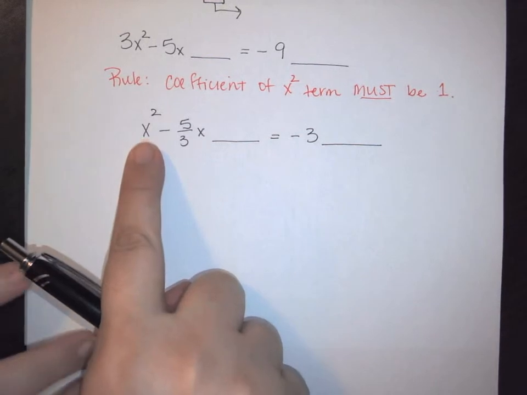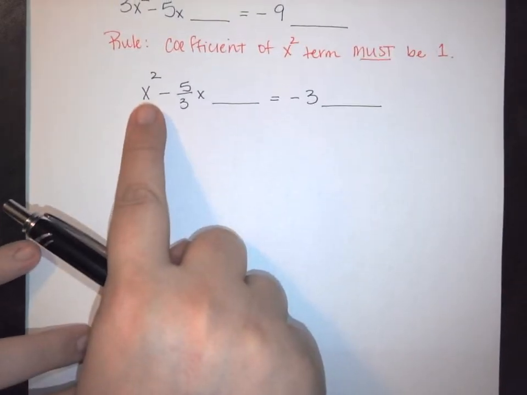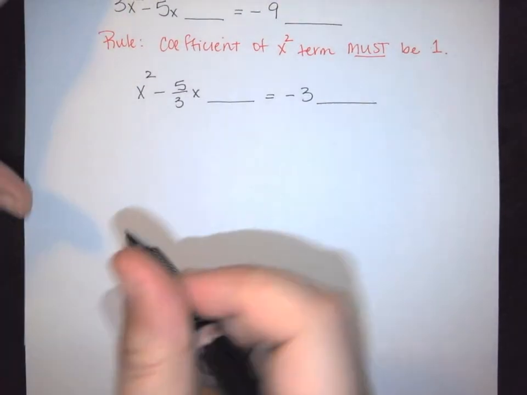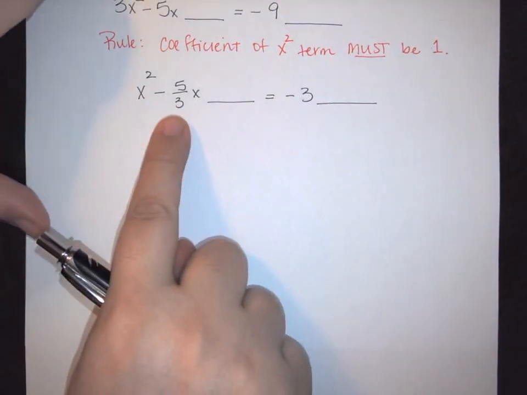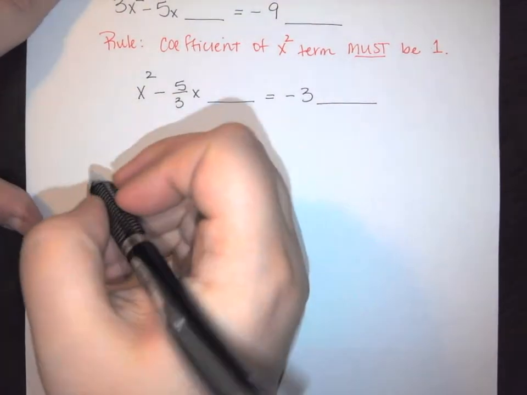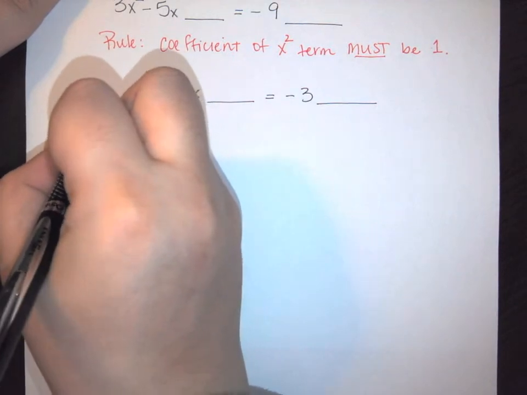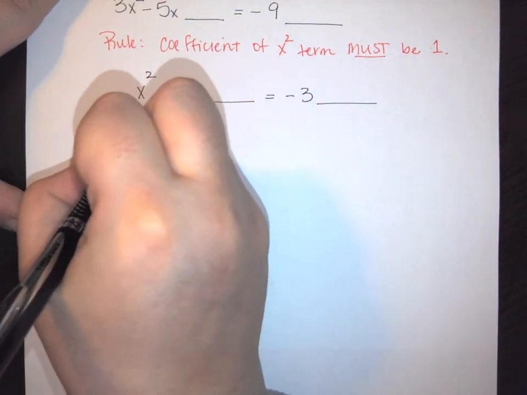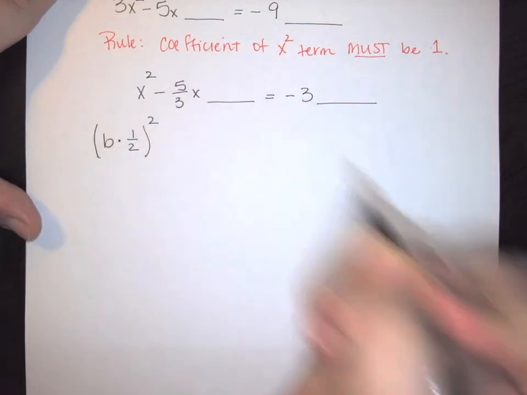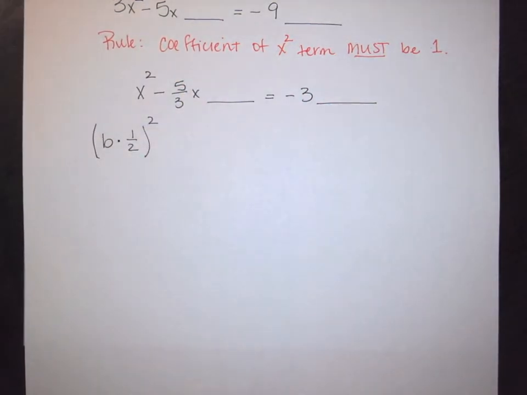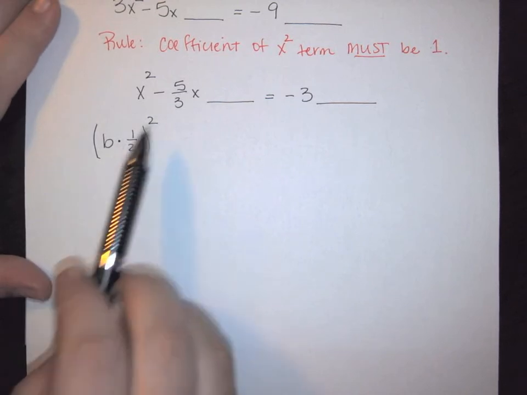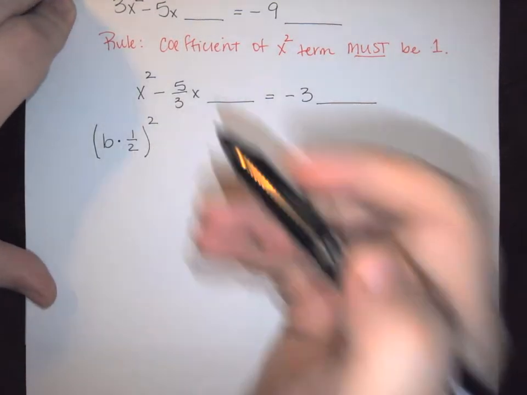Now that my x squared term is 1, I can go ahead and complete the square using the information I have. Now, because this is a fraction, I'm going to rewrite this step a little differently, and what happens is this ends up being b times 1/2 squared. Now we know that's exactly the same thing as saying b divided by 2, and the reason why we're doing it this way is because my b term is a fraction.